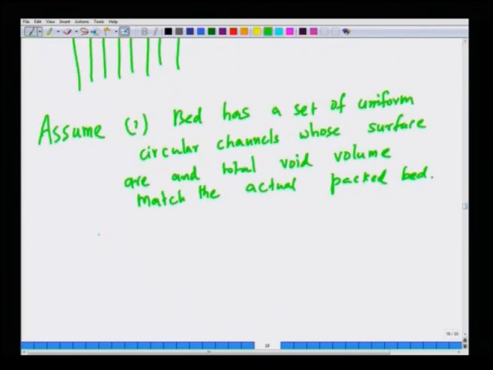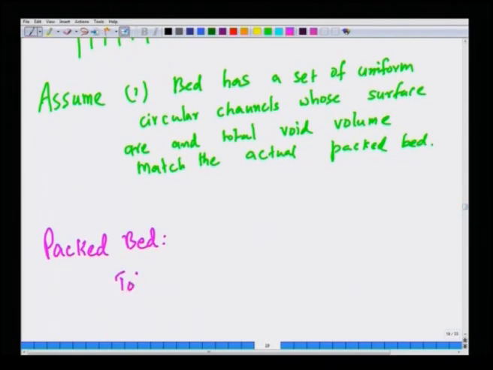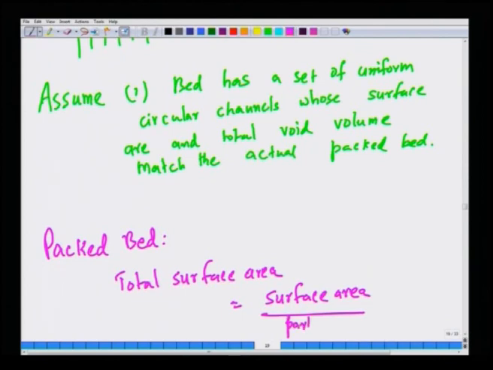So, let us first look at the real packed bed. The total surface area of particles is equal to the surface area per particle times the number of particles, the total number of particles.